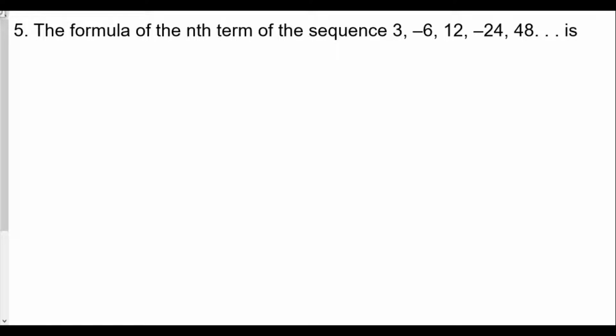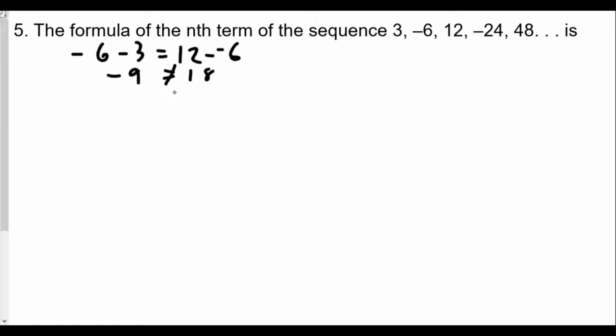The formula for the nth term of the sequence 3, -6, 12, -24, 48 is, well, again, the nth term of this sequence, it's not going to be arithmetic. But why do we know this? Because arithmetic would mean in this case you'd have -6 minus 3 would equal 12 minus -6. And we see -9 and 18 are not equal to each other.